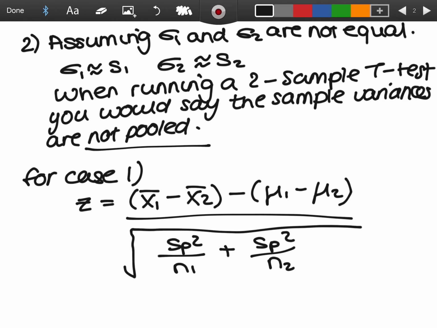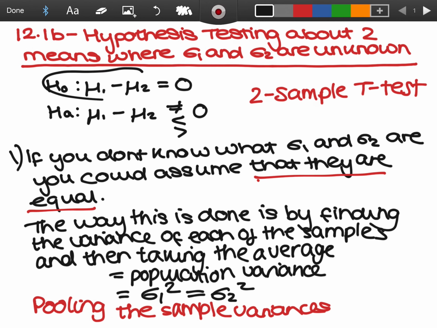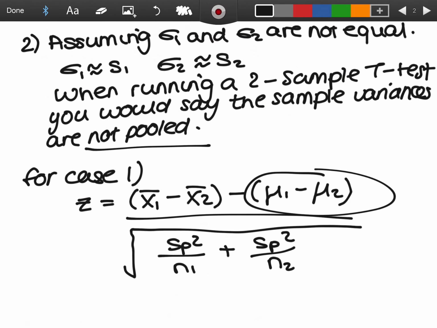What this is, it's very much the same as what we had in 12.1a, as I said. You've got the difference in the sample means minus the difference in the population means, which is actually just going to be 0 when you plug it in, because you're assuming, if you remember, that value is always taken from your null hypothesis, so you're actually assuming that that's 0. And then you're dividing that by the square root of this thing, and that is just the standard deviation of the difference in the sample means. Now, you've got this Sp squared value in here.